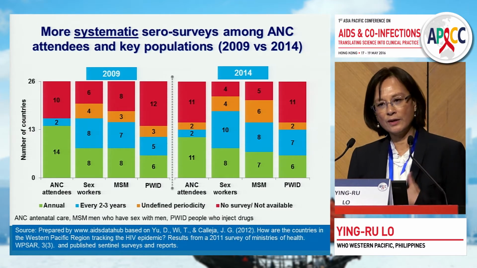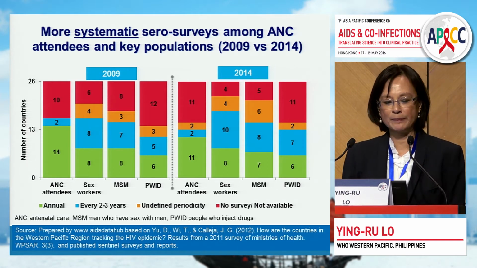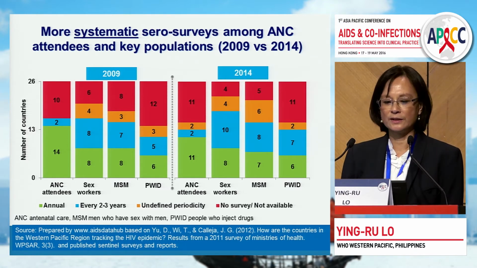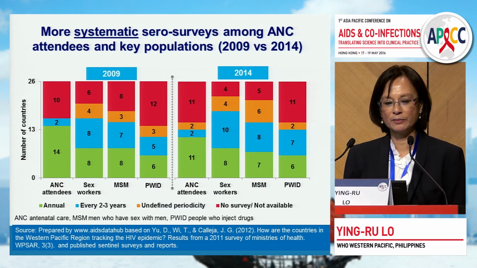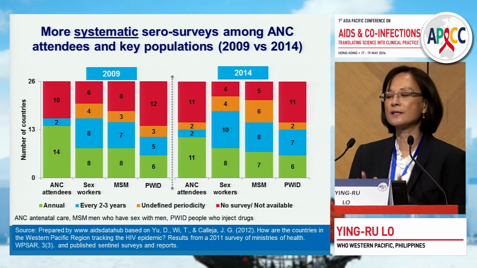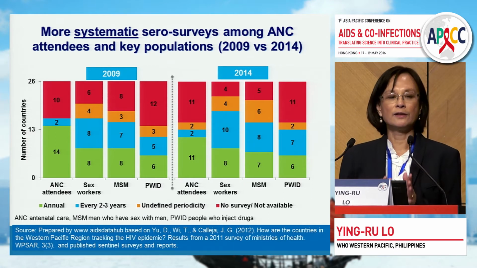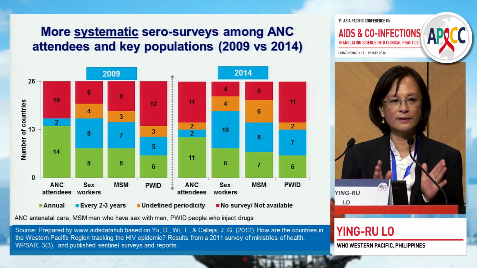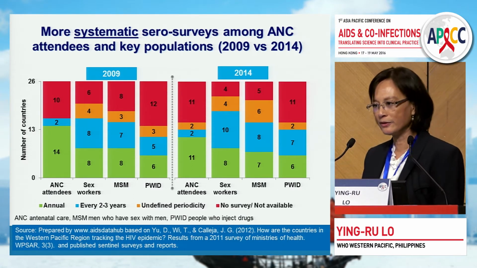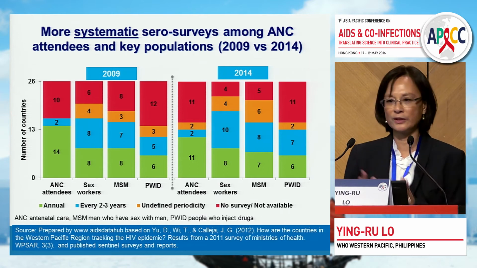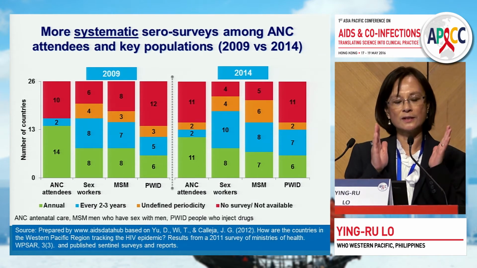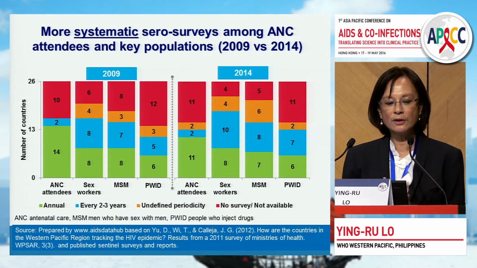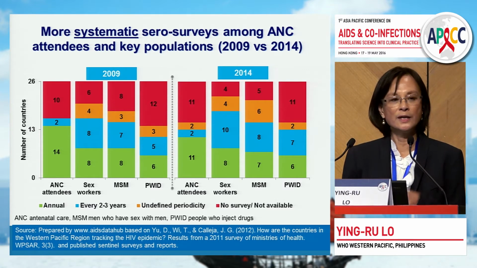So how have we been doing with surveillance? There are a huge number of surveys which have been conducted in many countries in Asia among key populations. But the key is really the systematic serosurveys. There are not many, but there are systematic serosurveys. And the idea is really not to have many, many surveys which are not comparable among each other, but to have standardized tools, systematic routine surveys which are comparable, and not only among key populations, but also in general population like ANC attendees.